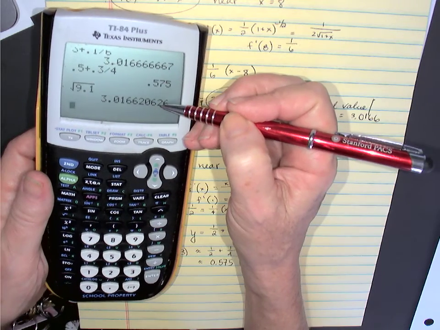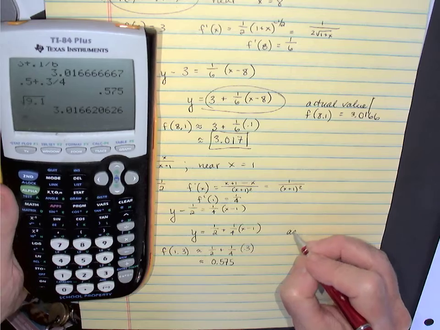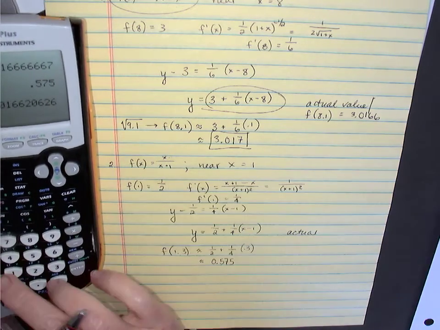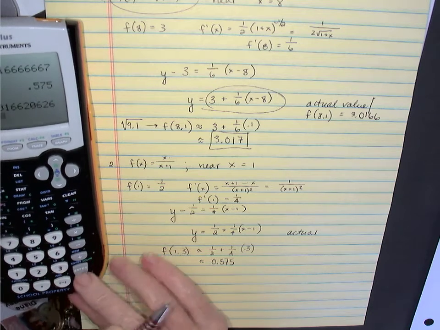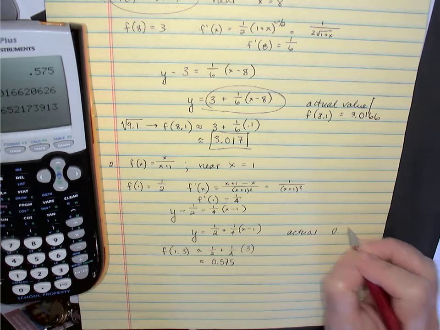I'm going to do the same thing over here. So the actual is, let's see, if I take 1.3 and plug it in for x, that's 1.3 divided by 2.3, which is going to give us 0.565. So it's, what, 1/100th off.